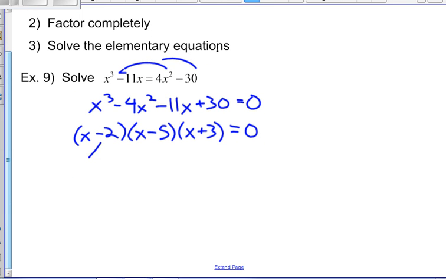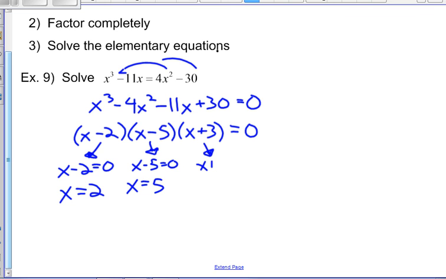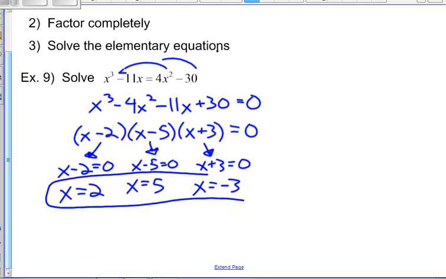As long as one of the brackets is 0, then the whole expression is going to be balanced, or the whole equation will be balanced. So if x minus 2 is 0, or if x equals 2, then we've got a solution. If x minus 5 is 0, or if x equals 5, we've got a solution. And finally, if x plus 3 is 0, or x equals negative 3, then we've got a solution. And there are 3 solutions.